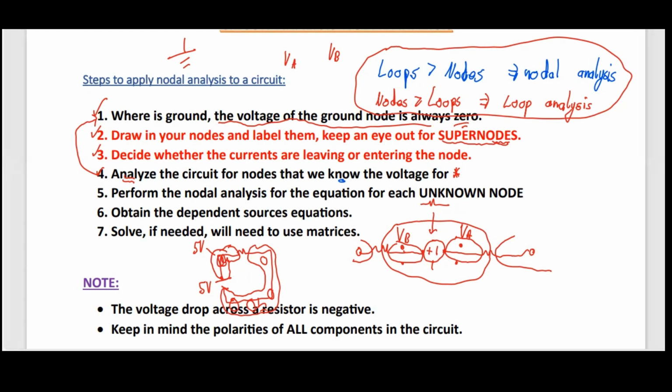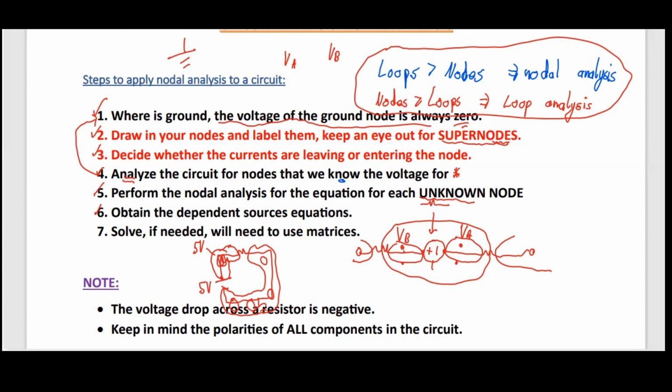Step 5, you perform the nodal analysis for the equations. You go for the unknown nodes, obviously. Each node has an equation for it, and that's what we mean by the nodal equations, which will form the system of equations. Each node that you don't know the voltage for has an equation. You call it a nodal equation. We'll learn how to get that.